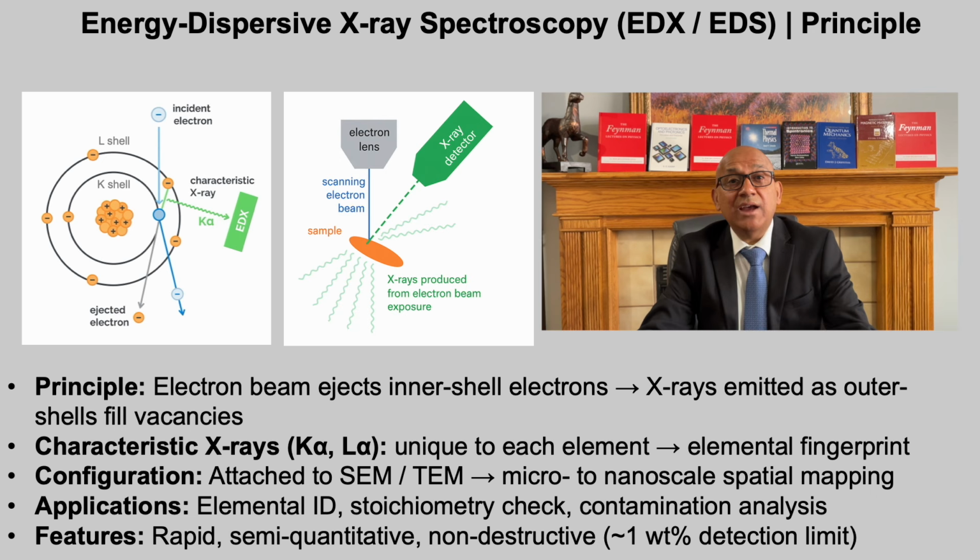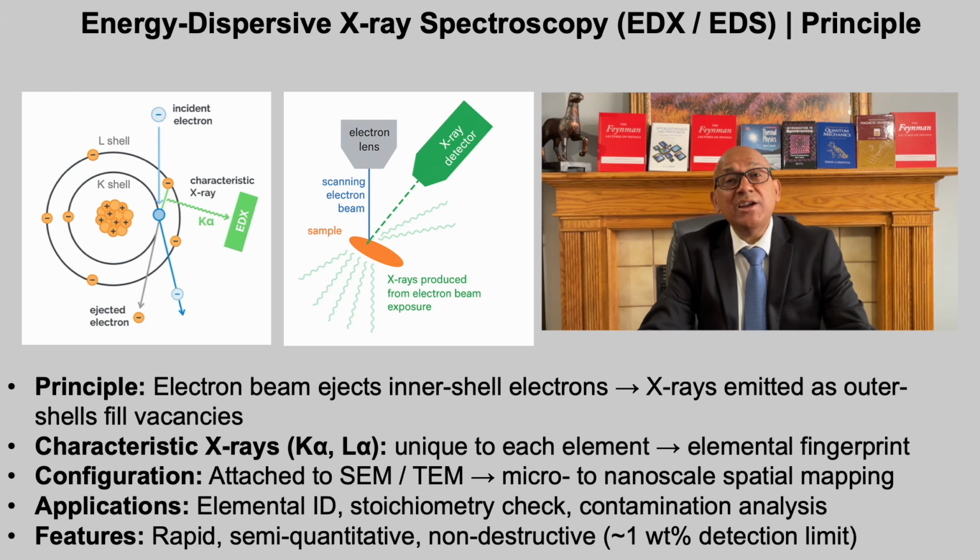Each element has unique K-alpha and L-alpha emission lines. These serve as precise fingerprints for identifying which elements are present. Because EDX detectors measure the intensity of these X-rays across different energies, the resulting spectrum shows distinct peaks corresponding to the elemental composition of the region under the beam.